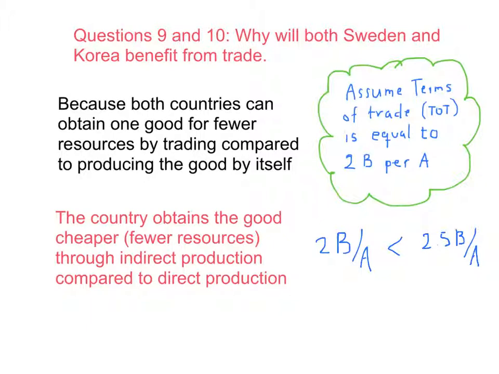At the same time, Sweden can get a B by giving up 1/2 A, which is less than the 2/3 A they would have to give up if they produced the B by themselves. Again, indirect production here, that is, produce A's and trade for B, is better for Sweden. Trade is good for both countries.